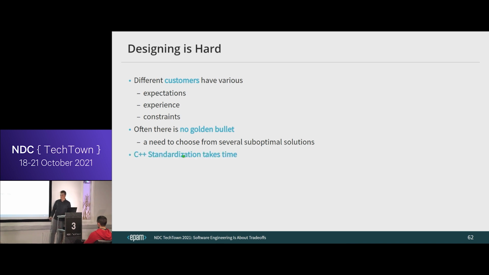C++ standardization takes time. We have finite resources, right? And actually, COVID made it much worse. I hope that C++23 will be much bigger, that it will be actually because of COVID times.